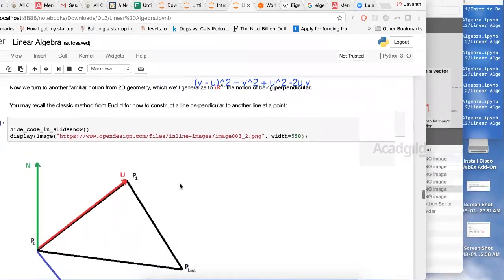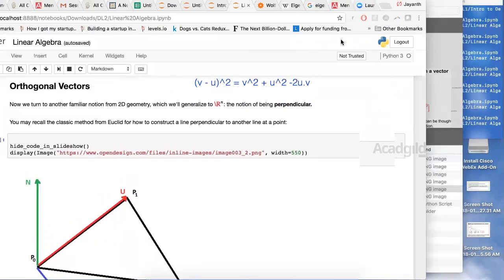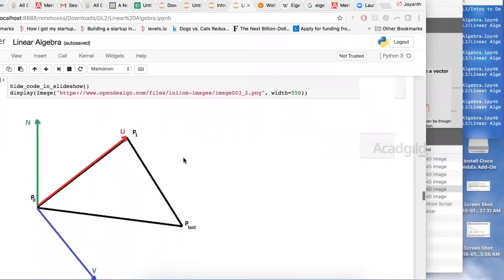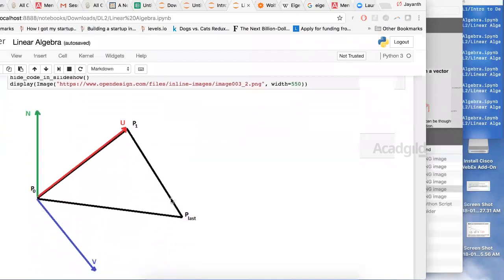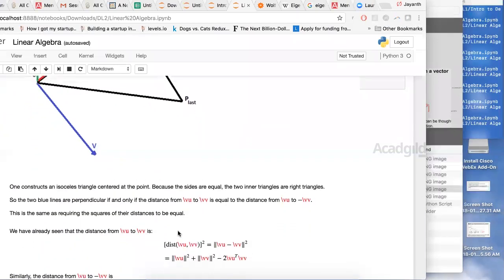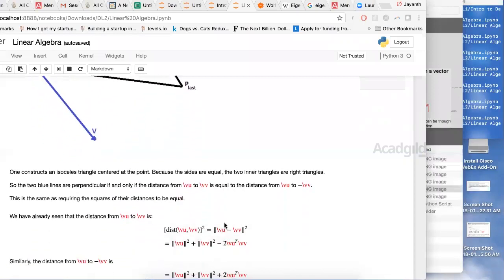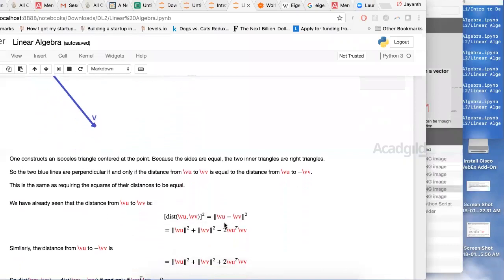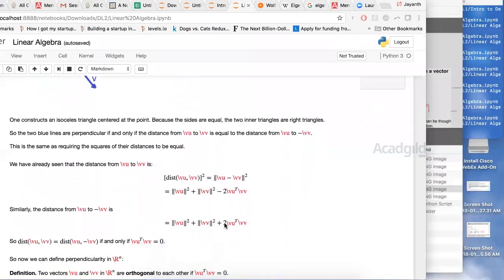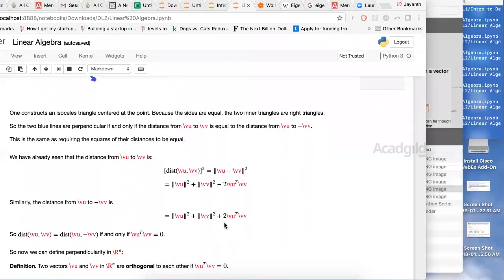Now we move on to orthogonal vectors. Ortho means perpendicular. Orthogonal vectors are perpendicular vectors. What that means is, take two vectors like u and v. If the angle between them is 90 degrees, they're called orthogonal vectors. This is fairly straightforward. So how do we know two vectors are orthogonal? Two vectors are orthogonal if the inner product of them is equal to 0. Let's look at that.